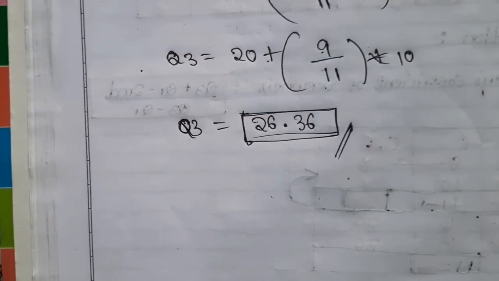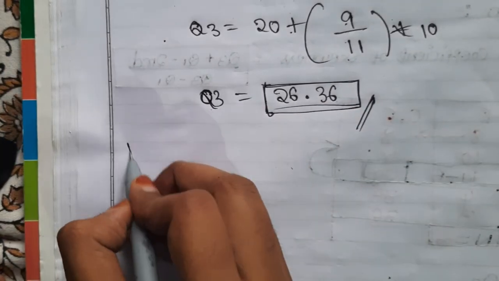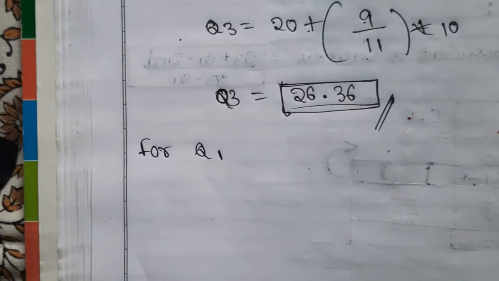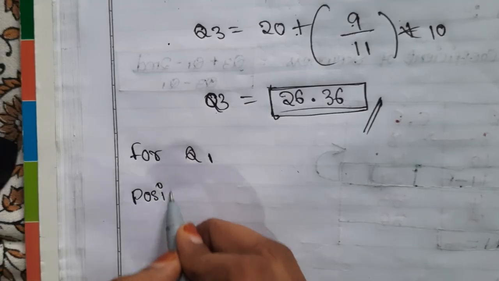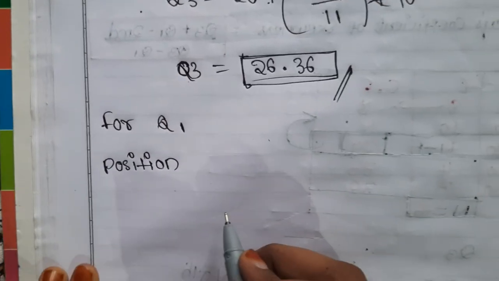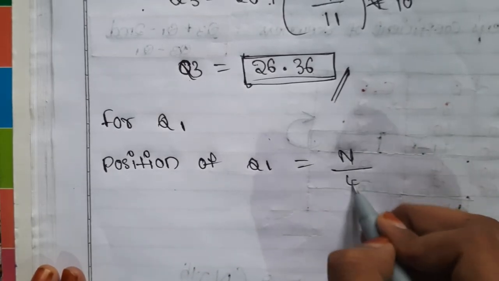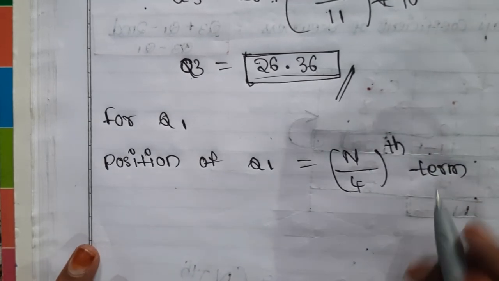Now we will be finding our Q1. Q3 already we have completed. Now let us find Q1. For Q1, you have to write like this. Position of Q1, as we have done for Q3, same. The position formula of Q1 is just n by 4th term. So how much is n here? It is 36. So we are going to take 36.